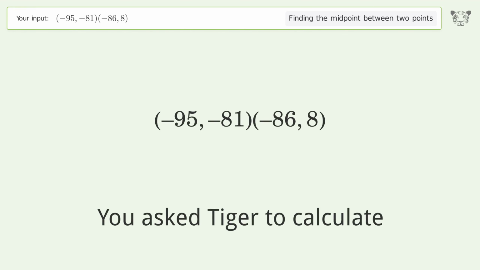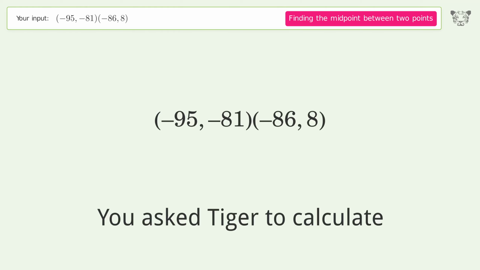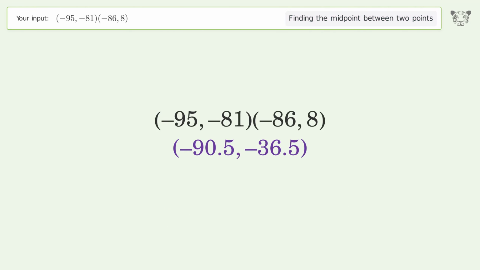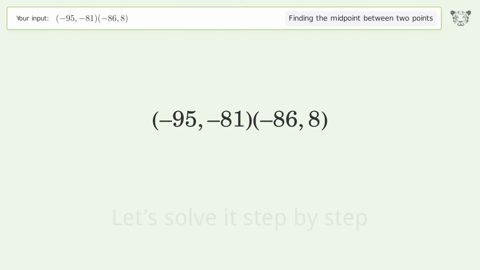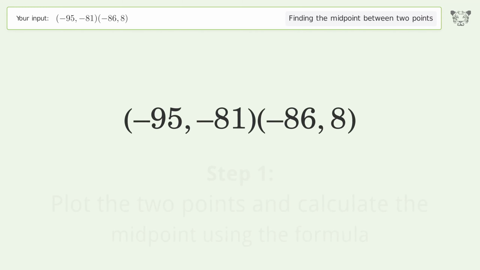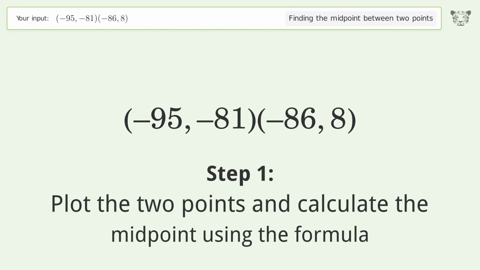You ask Tiger to calculate. This deals with finding the midpoint between 2 points. The midpoint between the 2 points is negative 90.5, negative 36.5. Let's solve it step by step. Plot the 2 points and calculate the midpoint using the formula.